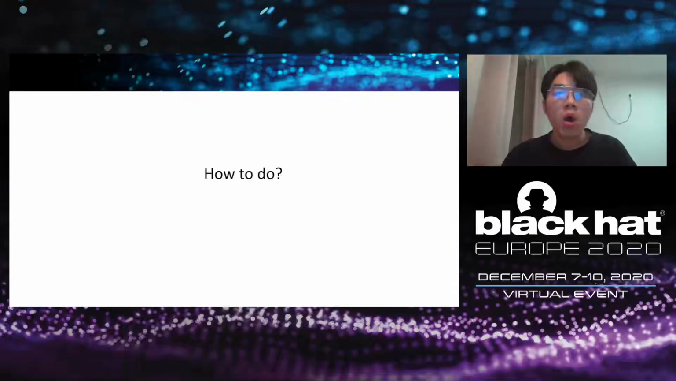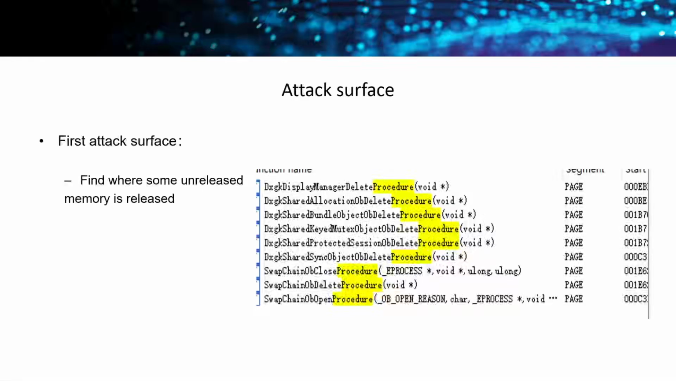We know Win32k has many bugs caused by system mechanisms, such as Win32k callbacks. So what about DirectX? We decided to explore the DirectX system mechanism. The first attack surface, I call looking for unreleased memory: finding where some unreleased memory is released.